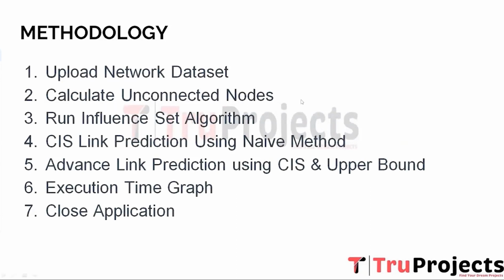Second, calculate unconnected nodes. After uploading the network dataset, the system calculates the unconnected nodes. Unconnected nodes are nodes in the network that do not have any edges connecting them to other nodes. Identifying unconnected nodes is essential for understanding the overall structure and sparsity of the network.